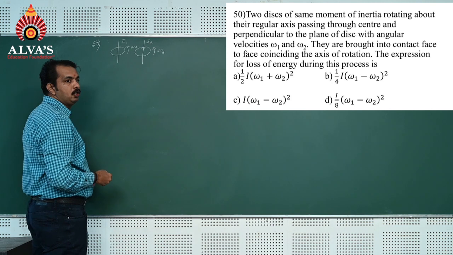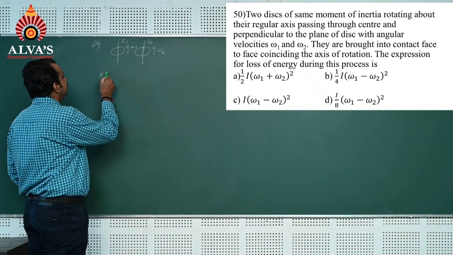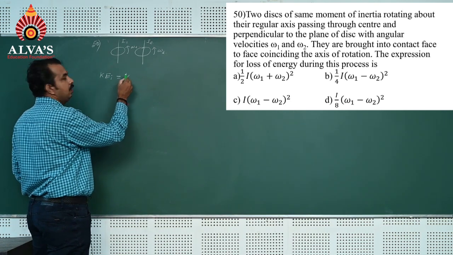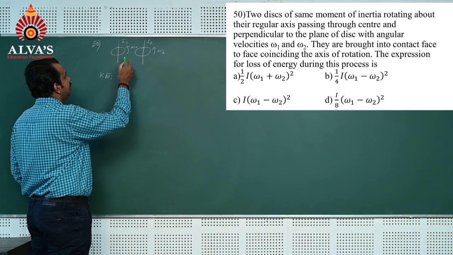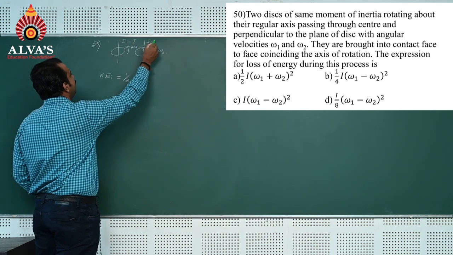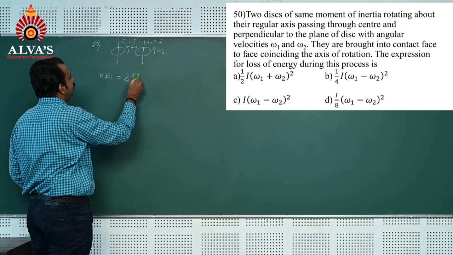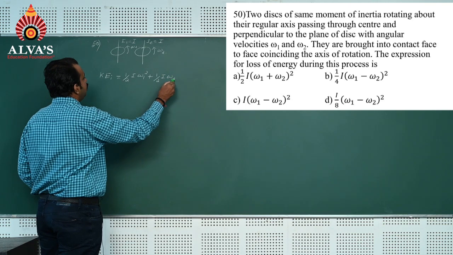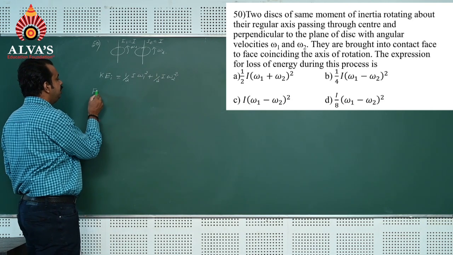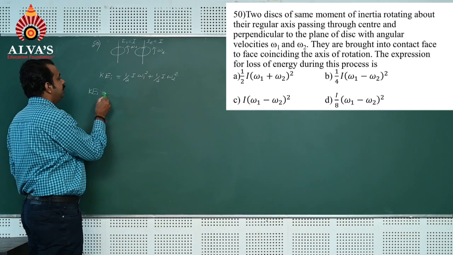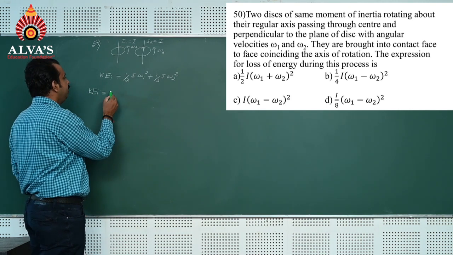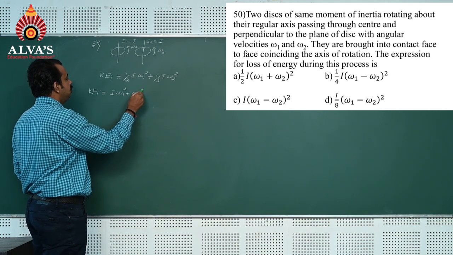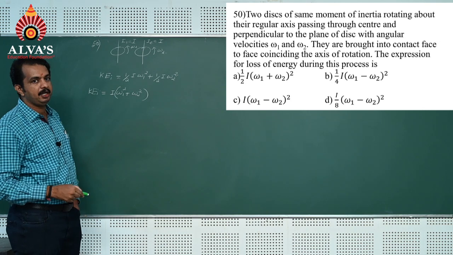Now total kinetic energy, initial kinetic energy can be written as half, same moment of inertia, I1 is I, I2 is also I. So it is half into I into omega 1 square plus half into I into omega 2 square. So kinetic energy initial is equal to half I omega 1 square plus omega 2 square. That is the initial kinetic energy.